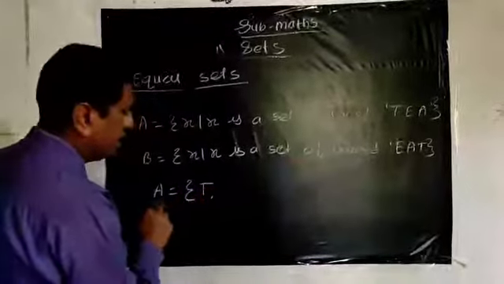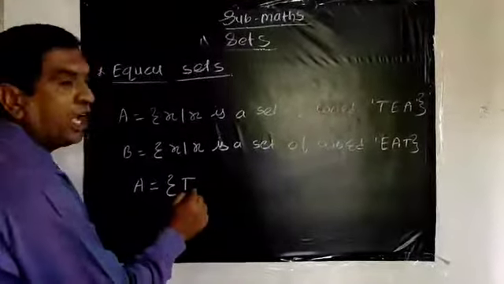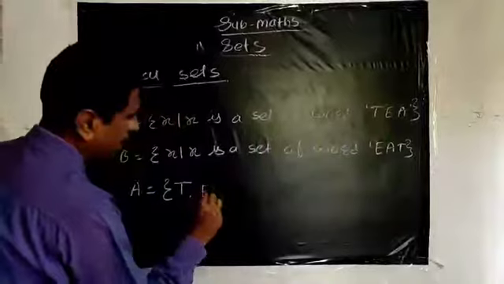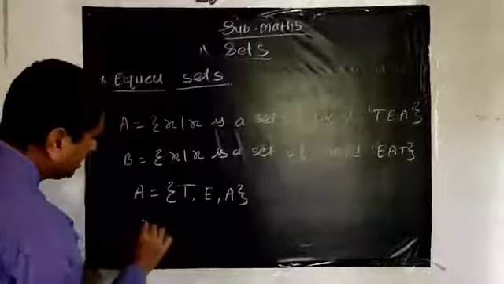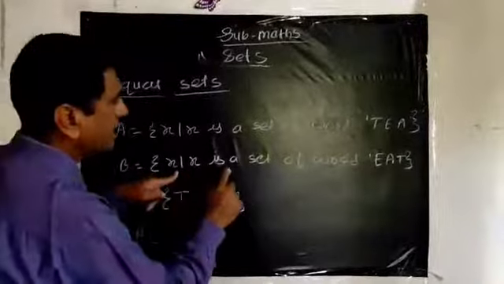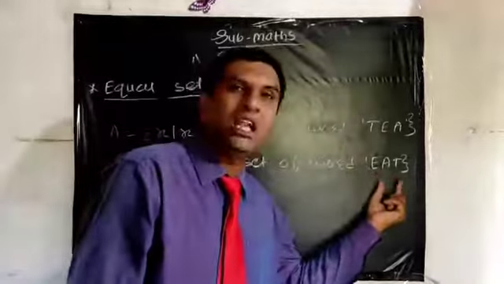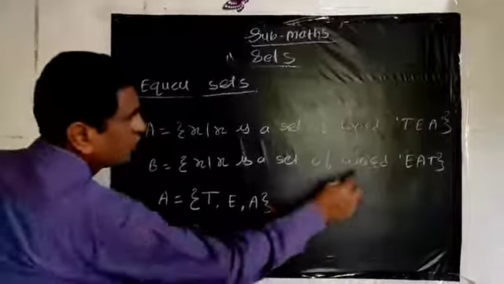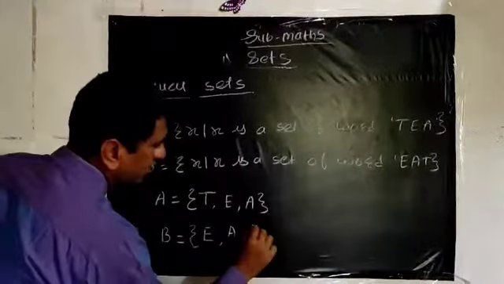T. In the listing method, we write the elements separated by commas. So after T, we put a comma, then the next element E, then the next element A. This is the set A. And what is set B? B equals {x : x is a letter of the word ATE}. In the word ATE, which letters are there? That set of letters is B. Therefore B equals, the first element E, then A, and the last element T.